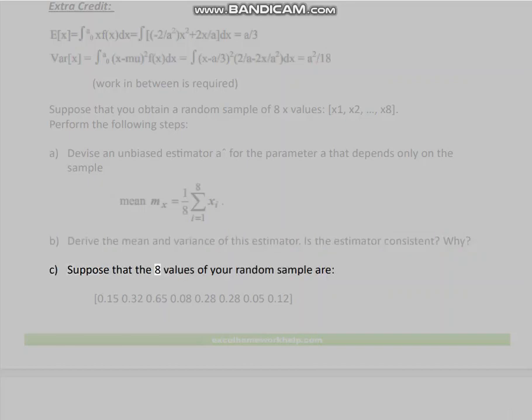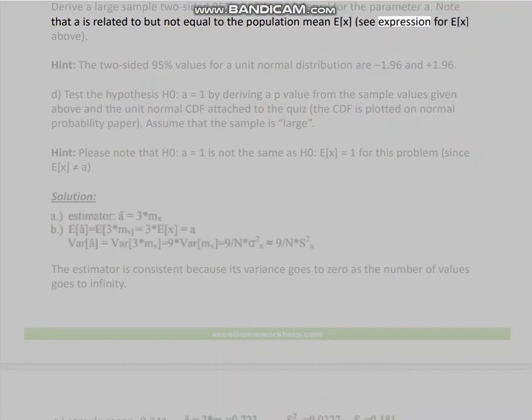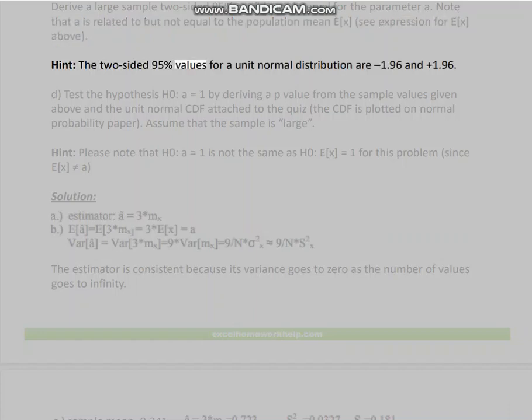C. Suppose that the 8 values of your random sample are 0.15, 0.32, 0.65, 0.080, 0.280, 0.280, 0.050, 0.12. Derive a large sample two-sided 95% confidence interval for the parameter a. Note that it is related to but not equal to the population mean E[x]. See expression for E[x] above. Hint: the two-sided 95% values for a unit normal distribution are -1.96 and +1.96.